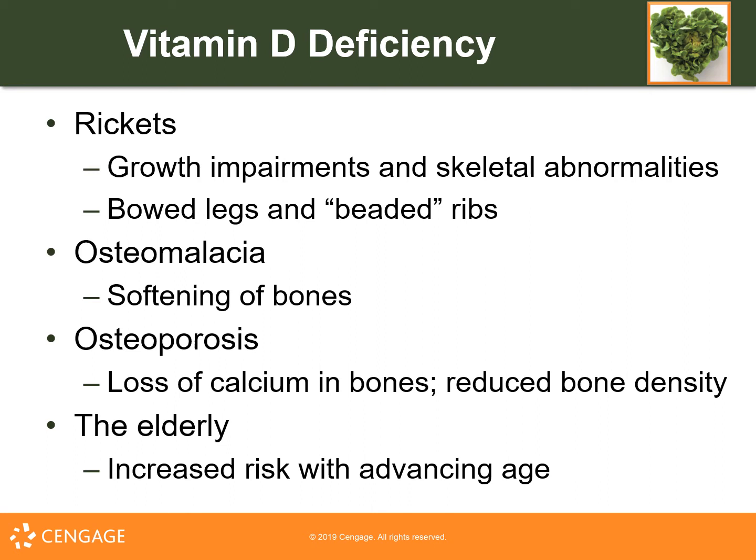The elderly are at an increased risk of vitamin D deficiency with advancing age. They are at an increased risk because the skin, liver, and kidneys lose capacity to make and activate vitamin D. They typically drink little to no milk, and that's the main source of vitamin D in most people's diets. And the elderly are more cautious in the sun. They either don't go outside or they cover up their skin.